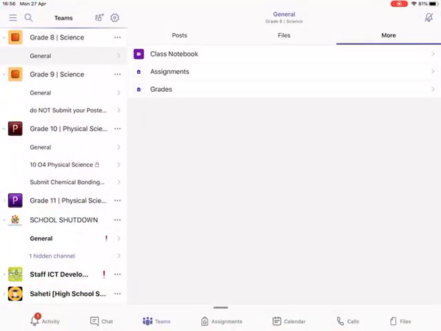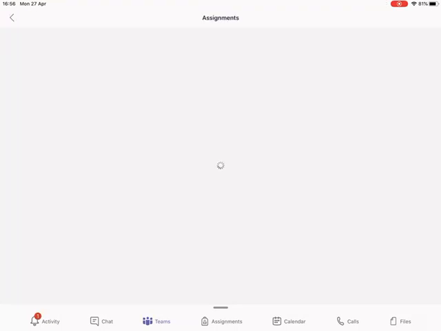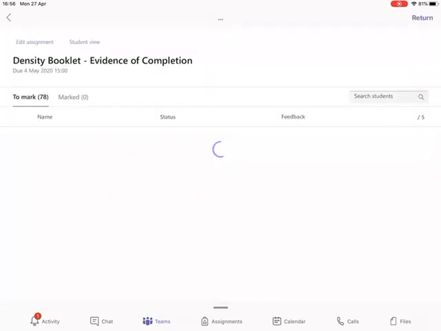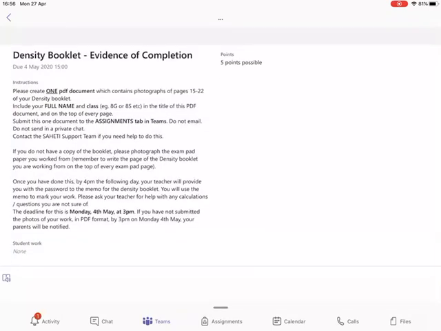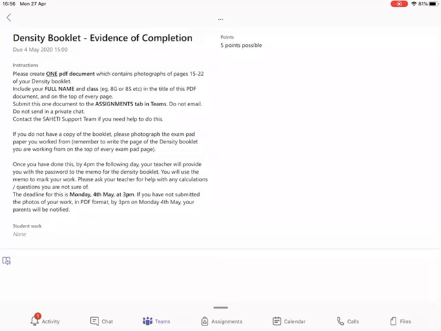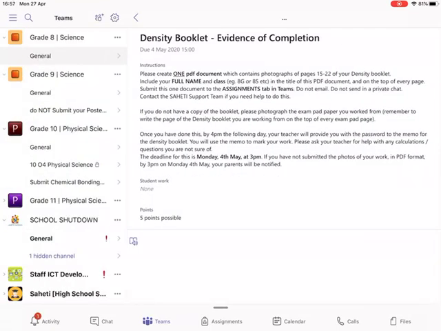So you go to Teams. In grade 8 science, there's an assignment. So this is the assignment density booklet, evidence of completion. So there are instructions there. Please can you make sure that you do this by Monday the 4th of May at 3 o'clock. So there are 5 points. You're going to get a point for doing it on time, and following the instructions is how we're going to mark it. Once you've done that, then I'll reply with a password so that you can open up the memo for the density booklet that is on Teams.